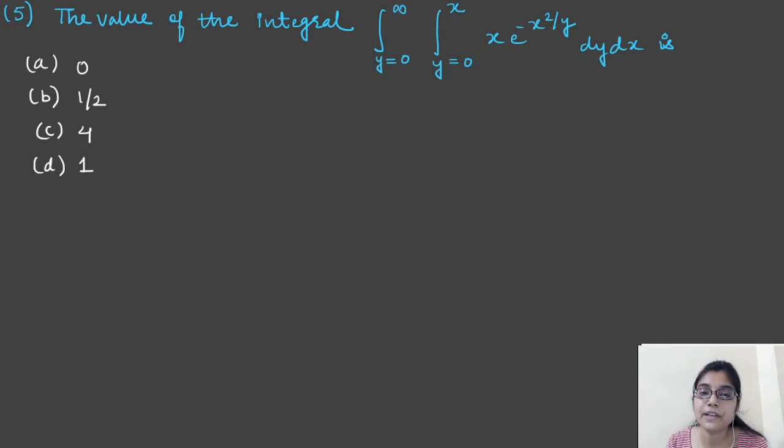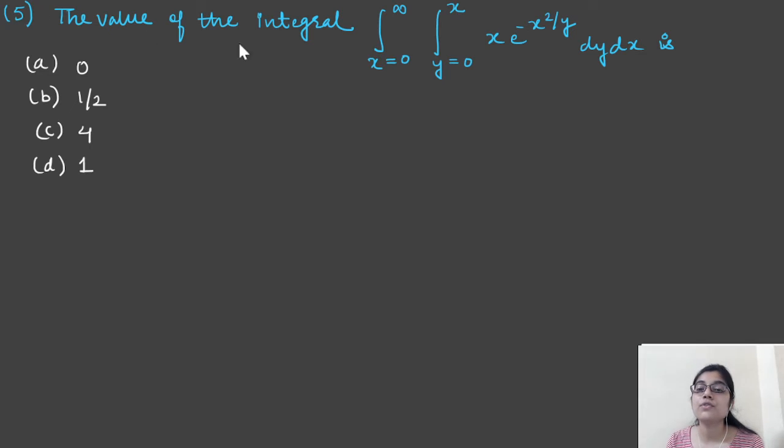Question number 5 is the value of the integral y from 0 to infinity, and then your y is from 0 to x e raised to the power minus x square by y dy dx. Okay, so again we have to, okay, here just one mistake, this limit should be of x. Okay, because obviously both the limits cannot be of y. So this is the limit of x.